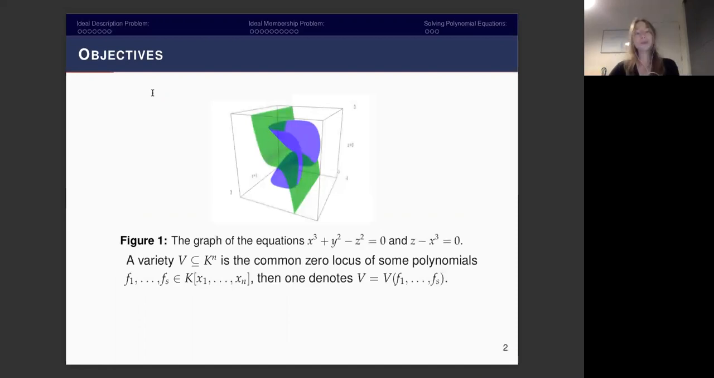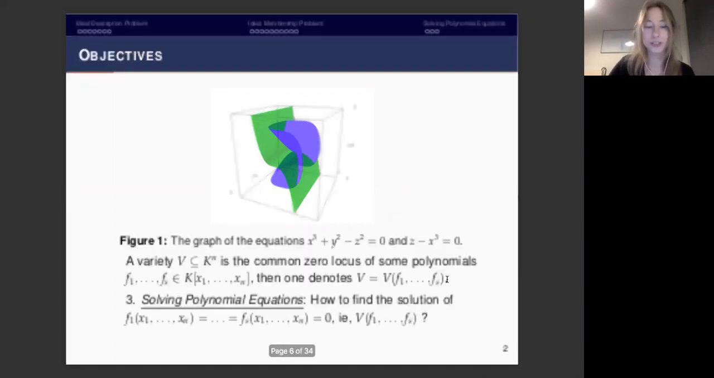To be able to state the third question, I must first define what a variety is, and to be able to do so, I want you to look at figure 1. This shows the graph of the equations x cubed plus y squared minus z squared is equal to 0, and z minus x cubed is equal to 0. We can see that the zeros of these polynomials intersect in some sections here and here. And this is exactly the variety defined by these two polynomials. And in general, we say that a variety V is the common zero locus of some polynomials f1 to fs in the polynomial ring. And the variety defined by f1 to fs is denoted like this.